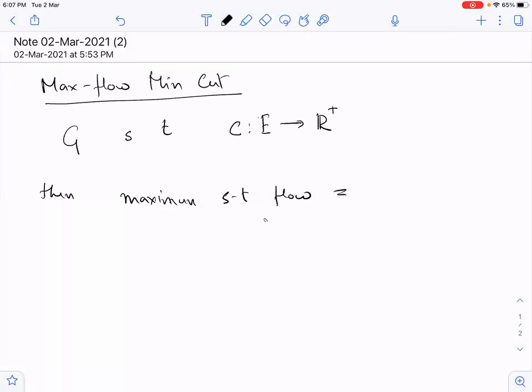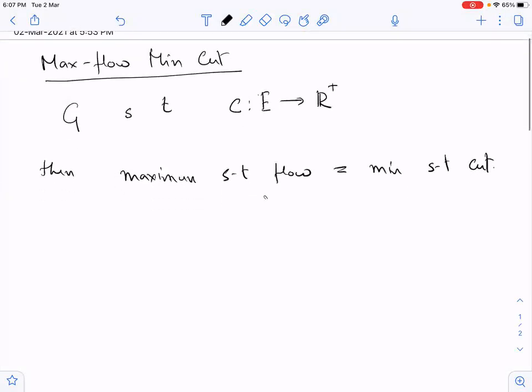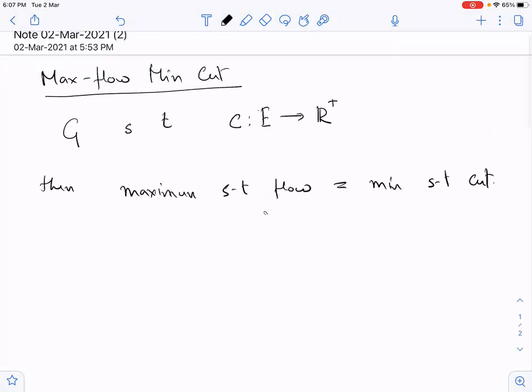is equal to the minimum ST cut. So this was done, right? So you saw this particular statement. Yes, sir. Okay. Now, how was this one done? I want you guys to tell me how it was done. So was the flow created?